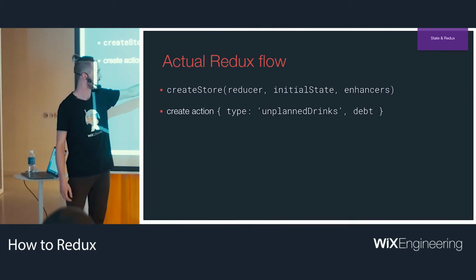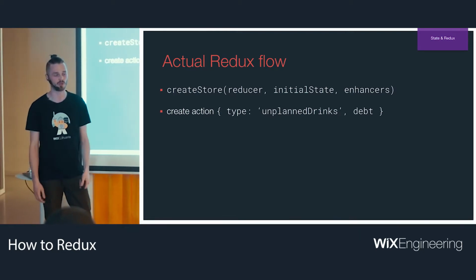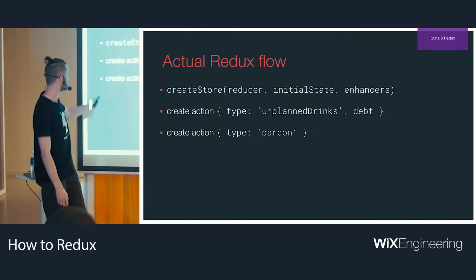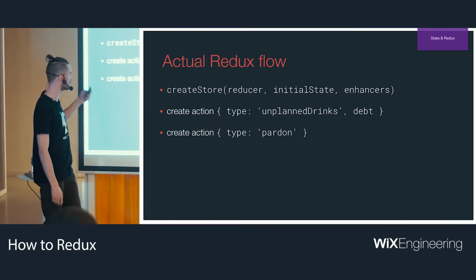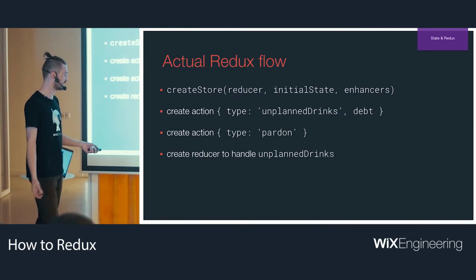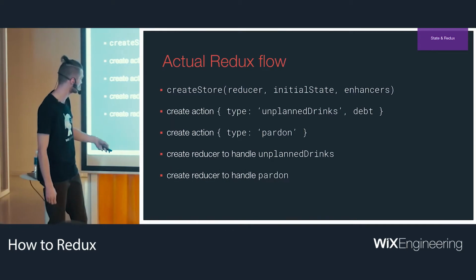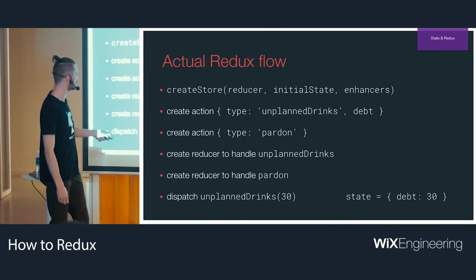Then maybe you have something else coming in the same object. It's not necessarily that. It can be whatever payload you have. OK, another action, pardon, so it's similar to what I showed before. Then you also need to do the reducer thing so that it can handle one action and then the other action. So it's already a bigger list than we had before.